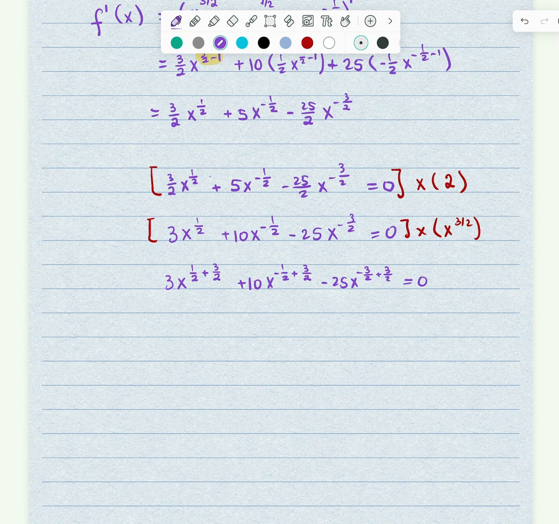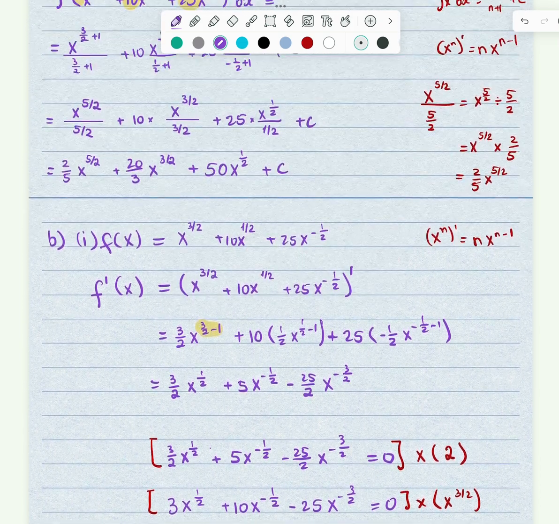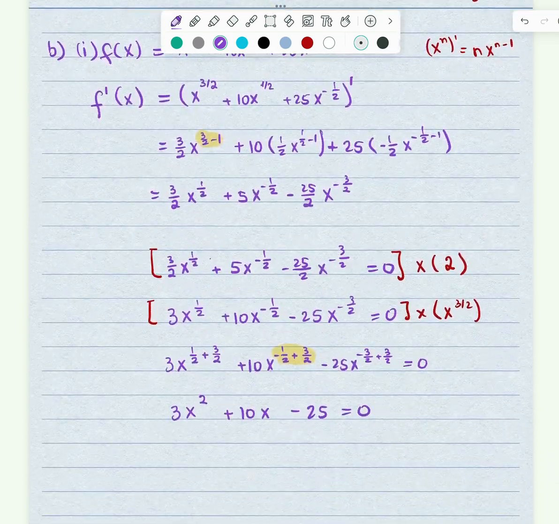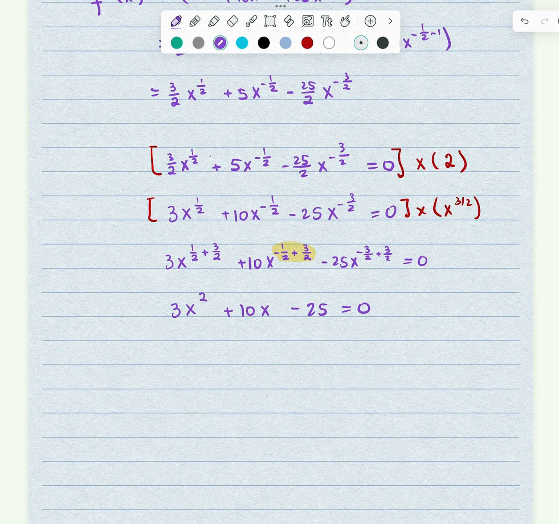0 times anything is 0. So guys, you are already there. That's going to be 3x squared plus 10 times x to the power of 1, which is just 2 divided by 2 on the power. You can add this with your calculator if you want. And the final one is going to be minus 25, equals 0. So what we do is check: 3x squared plus 10x minus 25. Is it the same as what they say? 3x squared plus 10x minus 25. So we have exactly the same answer.